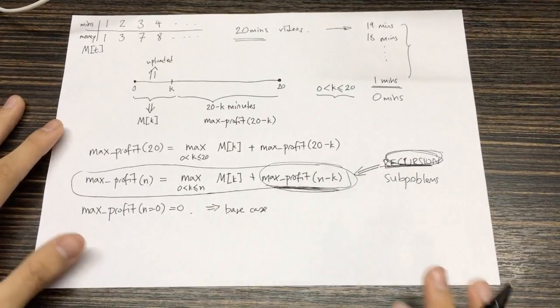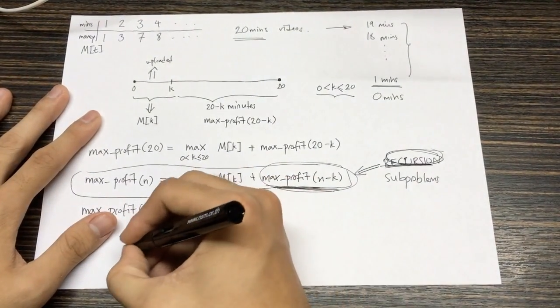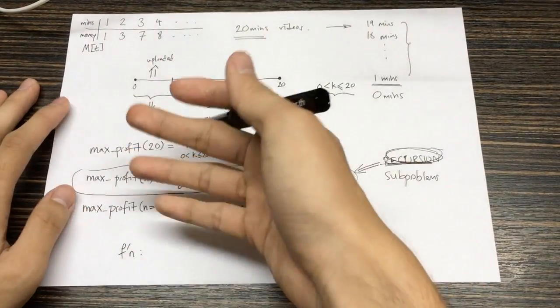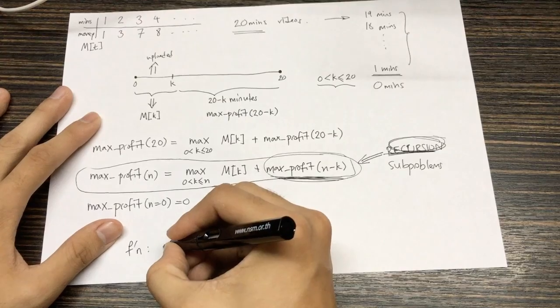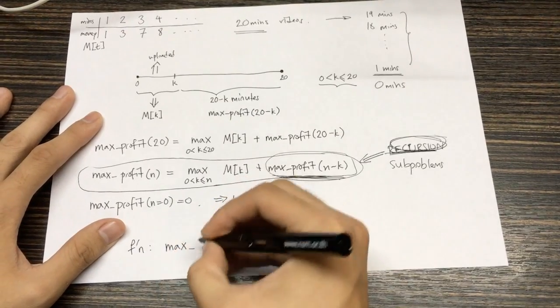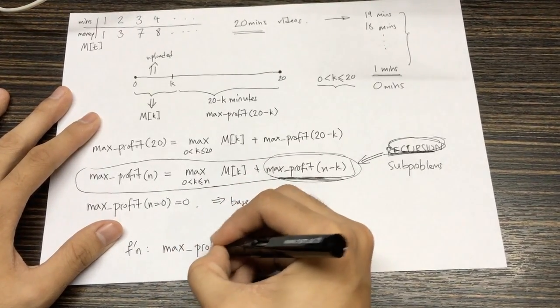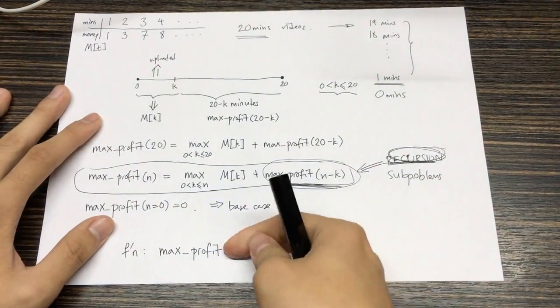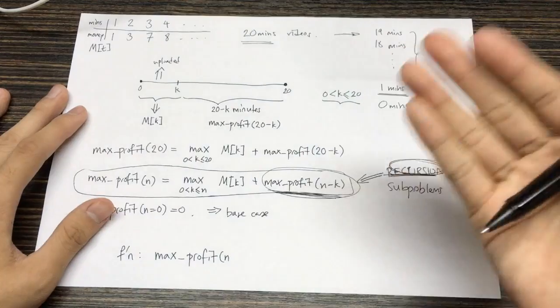So what will our function really look like? Well, the function that we have will be very similar to this. I was a bit sloppy here, but what we really should have is a function that I'm going to call max profit, which will take in a certain value of n, where n is just how many minutes' worth of footage that we have.